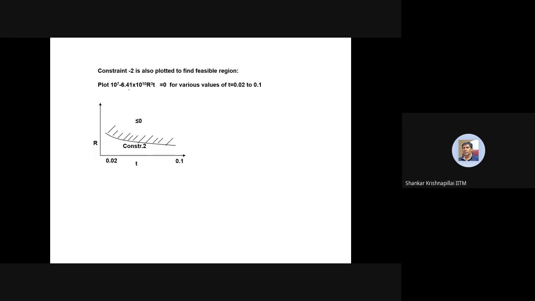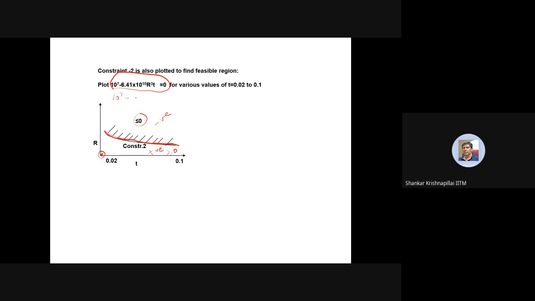Next, plot the feasible region of the second constraint. First you plot the equality constraint, or equal to 0. This is the curve where the second constraint equals 0. One side will be less than 0, the other side will be greater than 0. How to know which side is which? What you do is take one point here, r equal to 0, t equal to 0, and you substitute it.